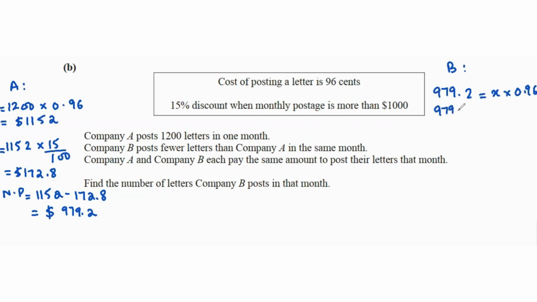So 979.2 divided by 0.96, and that's going to give us 1,020. So this is the number of letters Company B is posting that month. Remember that the cost that they're paying is the same. So if we find the cost of Company A, we can easily use that cost for Company B. And the cost of posting each letter is consistent, that is 96 cents. So you just divide the two and we get the number of letters for Company B.